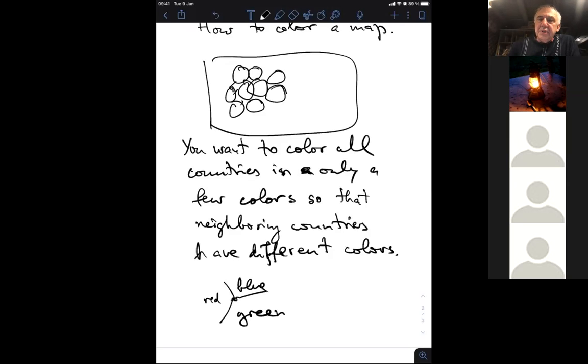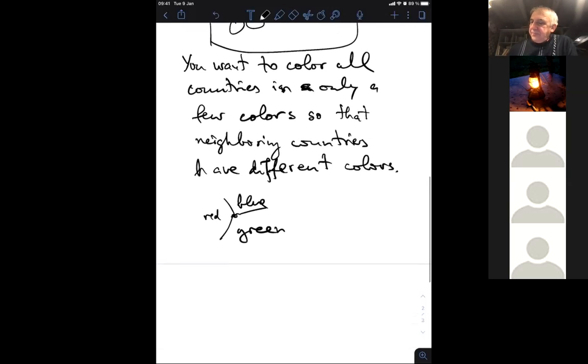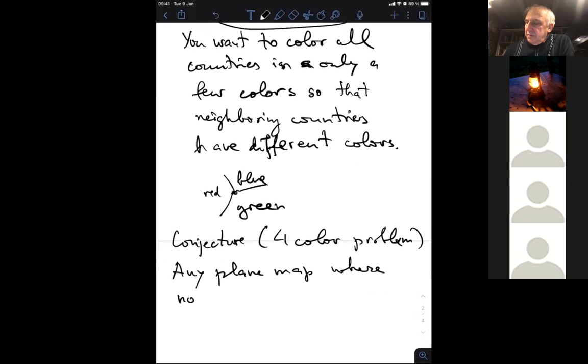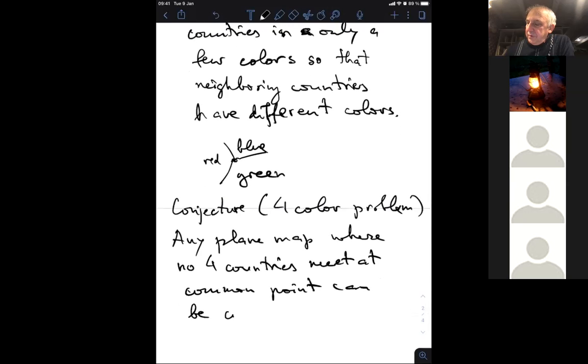But 3 colors is also not enough usually. And there was this big conjecture, which is called the 4-color conjecture. That any plane map where no 4 countries meet, so to say, at a common point, can be colored with only 4 colors.